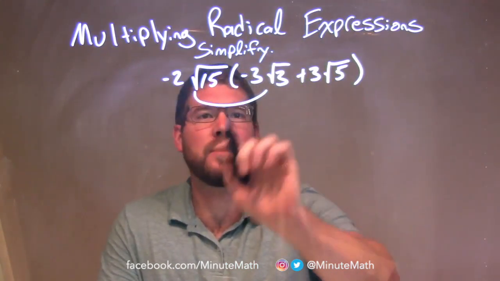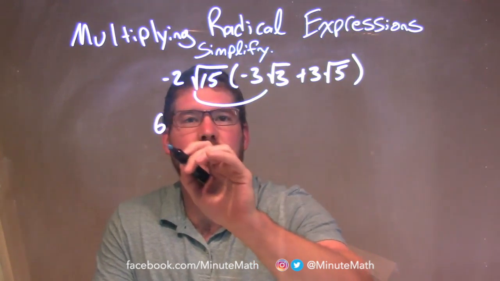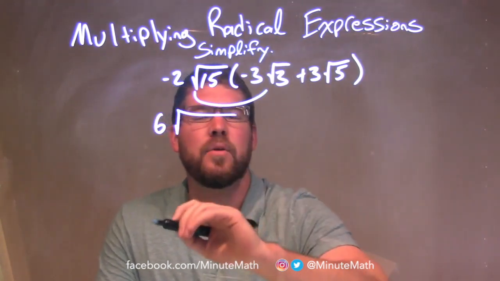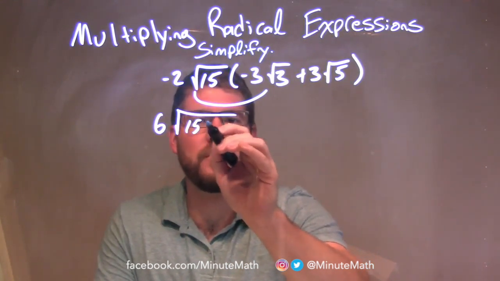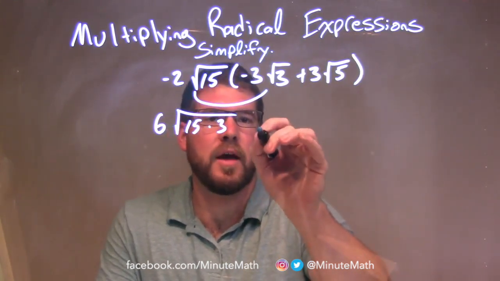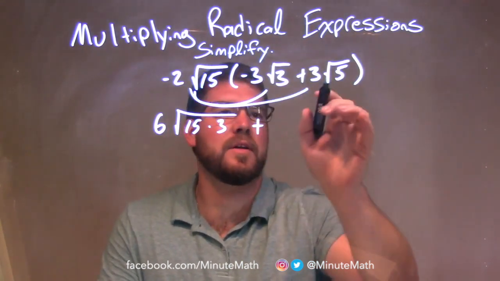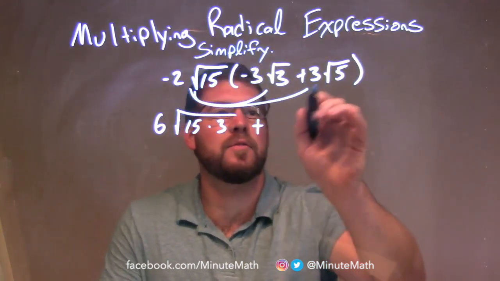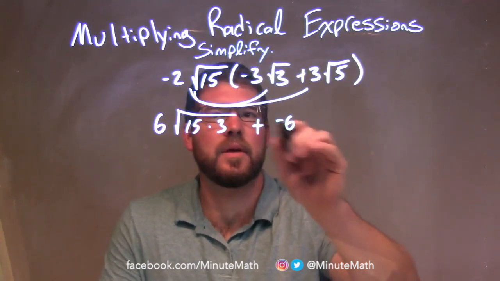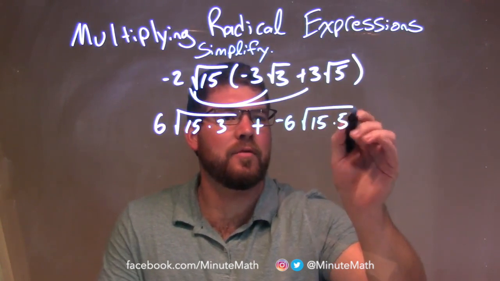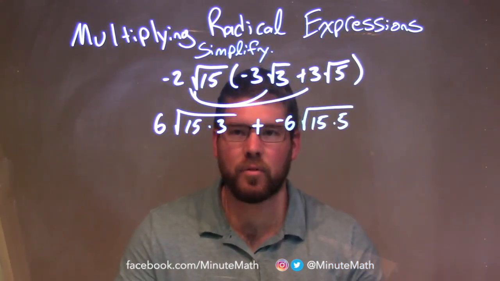Okay, the negative 2 times the negative 3 becomes a positive 6. The square root of 15 times the square root of 3, that can be put into one big square root, and I'm just going to put it as 15 times 3. Then we're going to do the same thing here, distribute the negative 2 times the square root of 15 times 3 square root of 5. Negative 2 times 3 is a negative 6. And the square root of 15 times the square root of 5 is the square root of 15 times 5, and combine them together inside the square root.